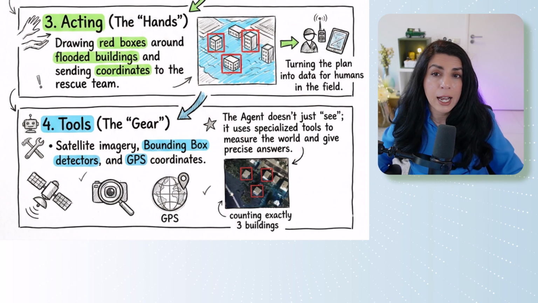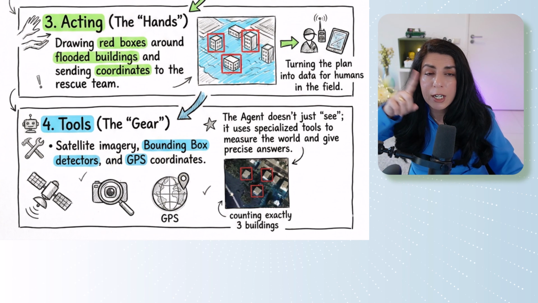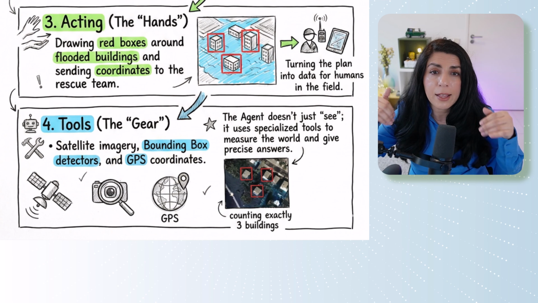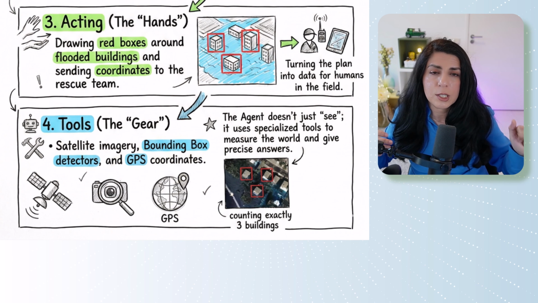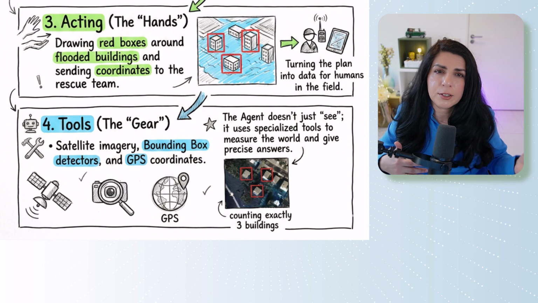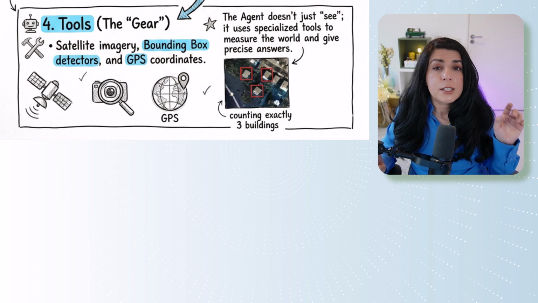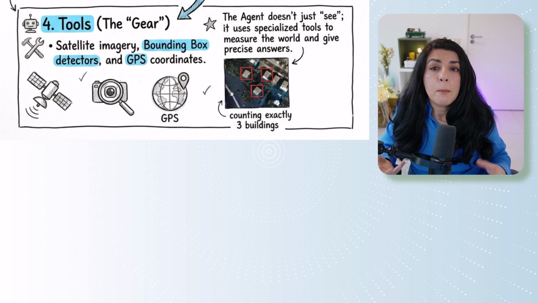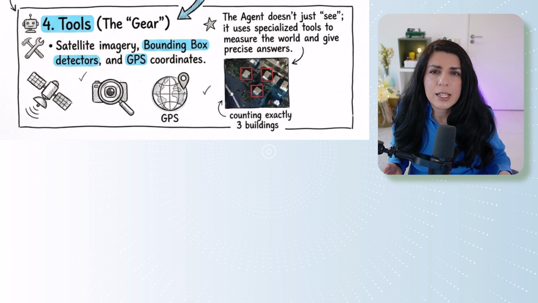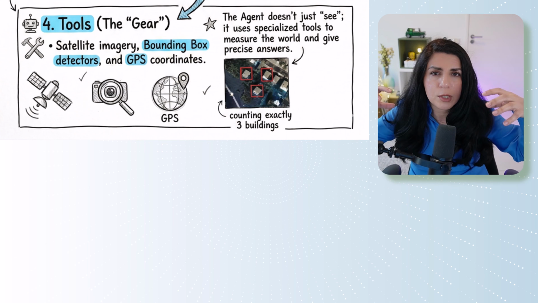3. Acting, the hands. Drawing red boxes around flooded buildings and sending coordinates to the rescue team. This is the agent taking the plan and turning it into data that humans can actually use in the field. Finally, what are the tools? Satellite imagery, loading bounding box detectors, GPS coordinate detections. The agent cannot see, so you use these specialized tools to measure the world and give precise answers, like counting exactly that there are 3 buildings by using a vision model.